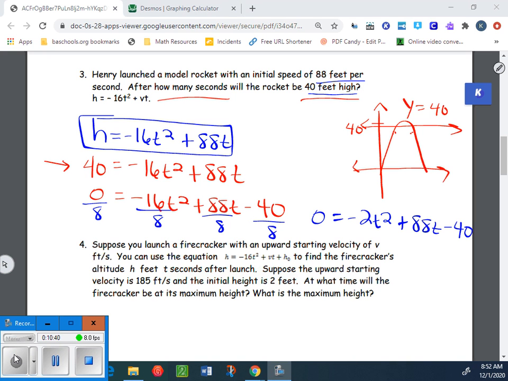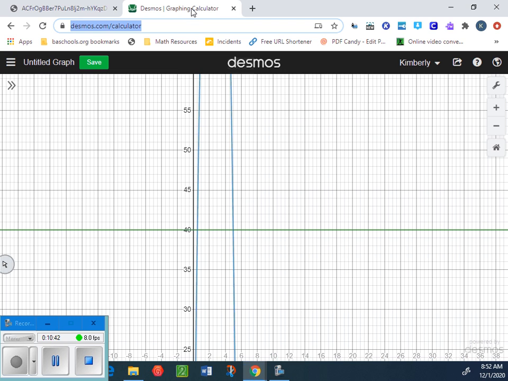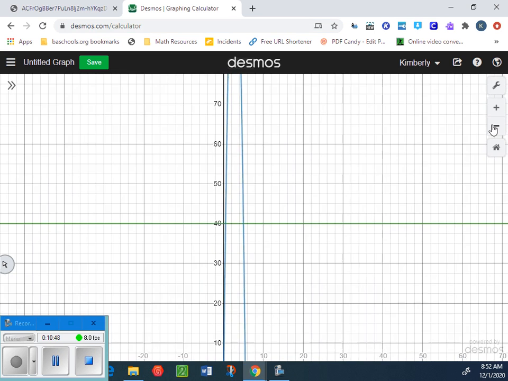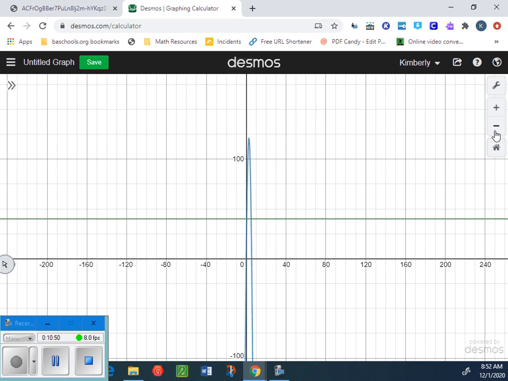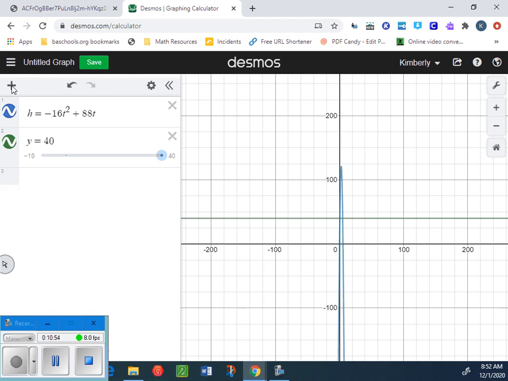Okay, I pulled up the Desmos graphing calculator and I graphed this. Let's go ahead and zoom out a little so you can see the path that I did. First of all, here's what I typed in. I typed in the original equation so that I would get my parabola right here, and then I typed in that horizontal line y equals 40. I want to see where these two intersect. So that's what I actually looked at.